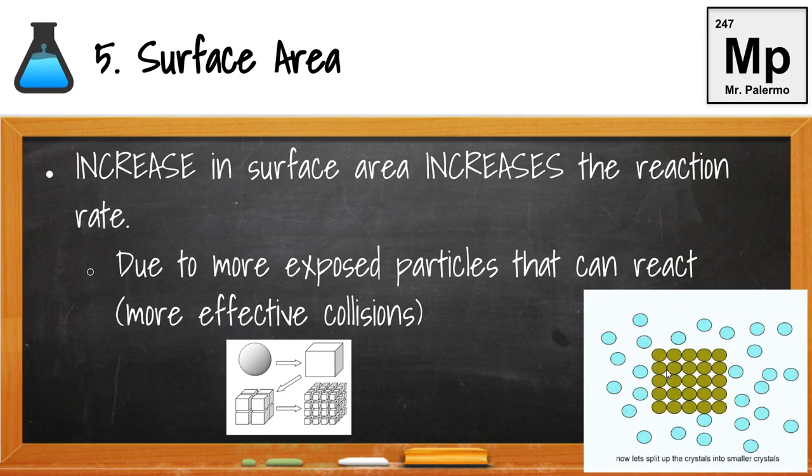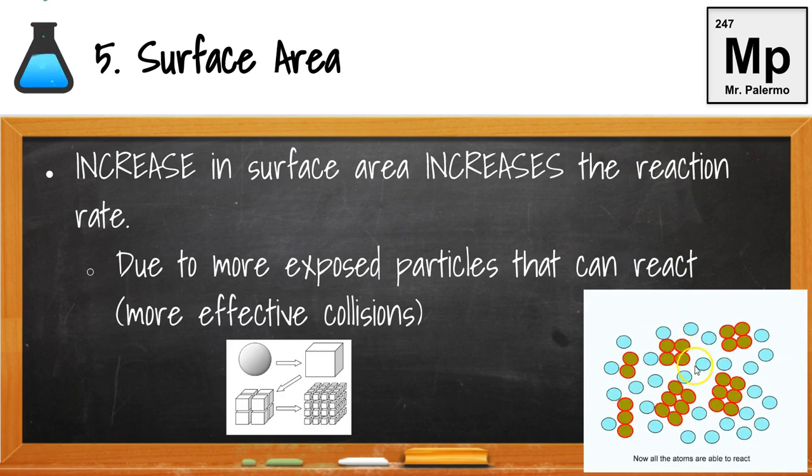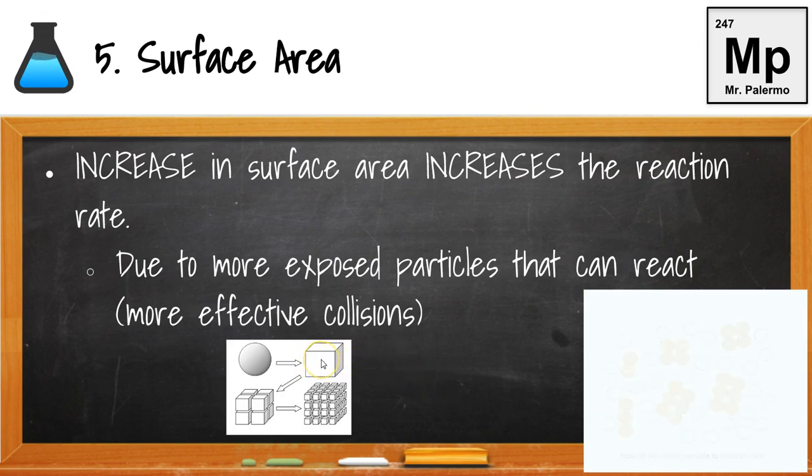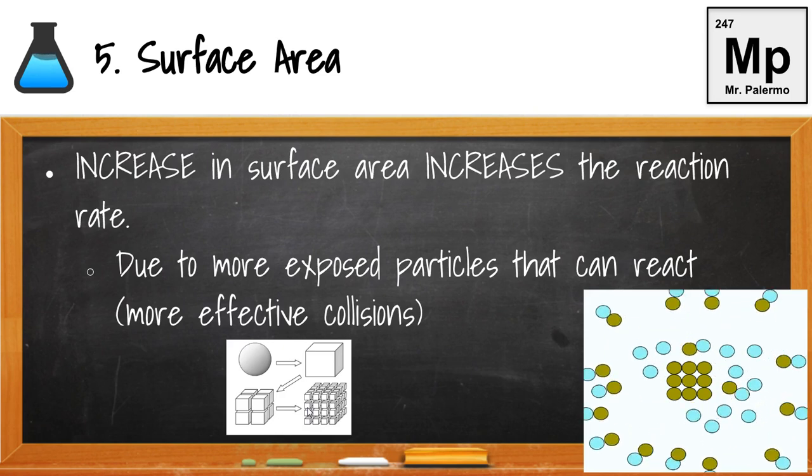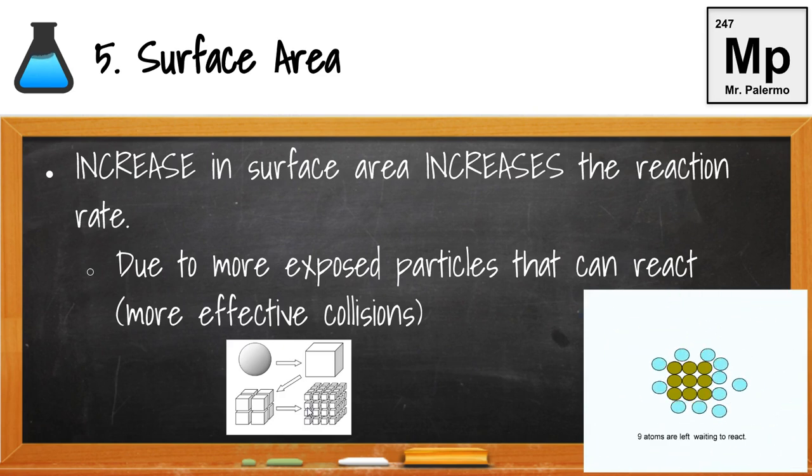Now if we break this crystal up into smaller pieces, increasing the surface area, you see here, now the particles can all interact at once, and therefore the reaction will happen faster. So small surface area, as you can see here, not a lot of exposed areas to interact, more surface area, more exposed areas, and the reaction happens faster. We have more collisions taking place with all of the particles at once.